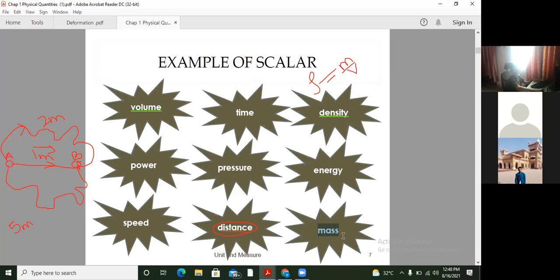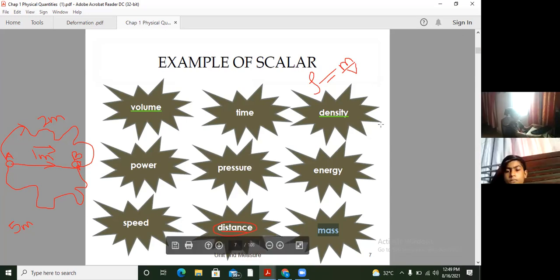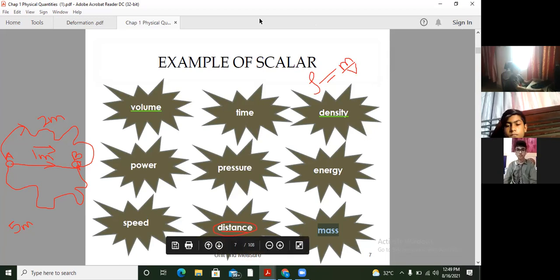Hope it is clear what these scalar quantities are. Clear to everybody of you? Yes, miss. So camera should be on. Camera should be on. Okay.